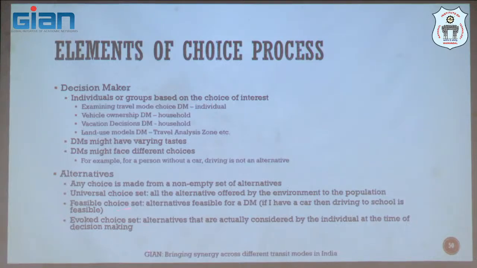But we can always get to the feasible choice set if we collect information on their vehicle ownership, where they live, and whether transit is close to their house or not. So for every choice, we would like to go to the evoked choice set, but because of the cost, we always at least go to the feasible choice set when we're developing our models.